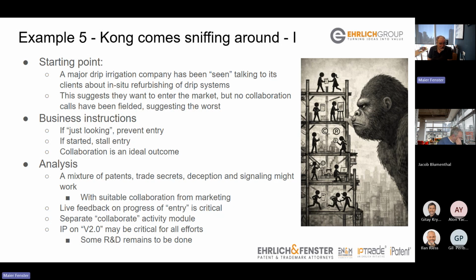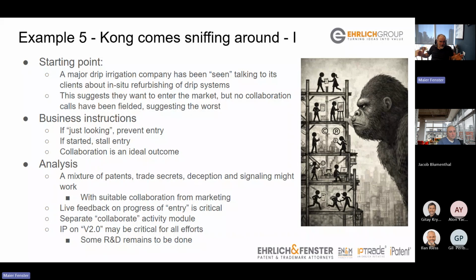Business instructions from the CEO say, if this major irrigation company is only looking and sniffing around, convince them to stay out. If they started moving in, slow them down. And the best thing that could be is if they decide that they should be calling you and should be collaborating.